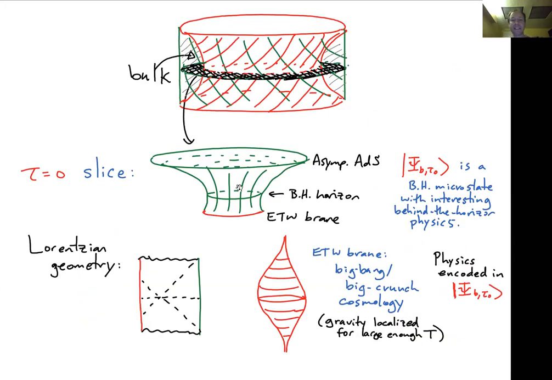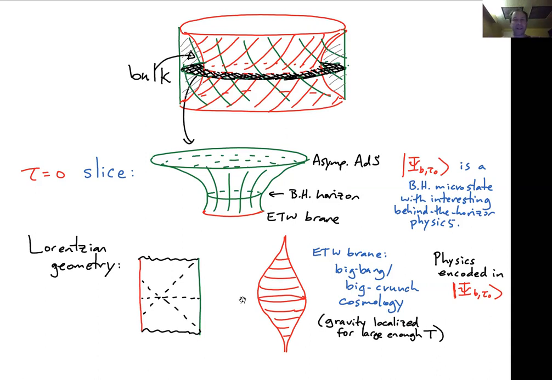But in the Lorentzian geometry, it just looks like this, where you have your black hole geometry, you have a horizon, and behind the horizon there's an end of the world brane. It's spherical. And as a function of time, that end of the world brane has a geometry that looks like this. It comes out of the past horizon and goes into the future horizon. So it seems very interesting that you have these CFT states.